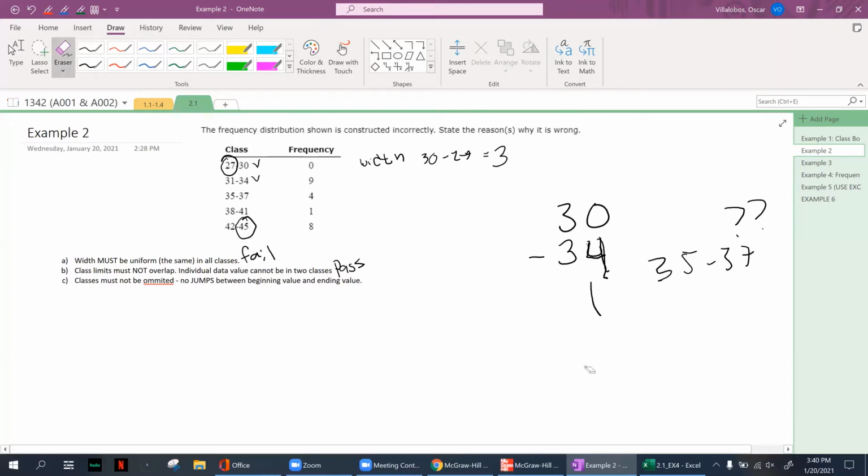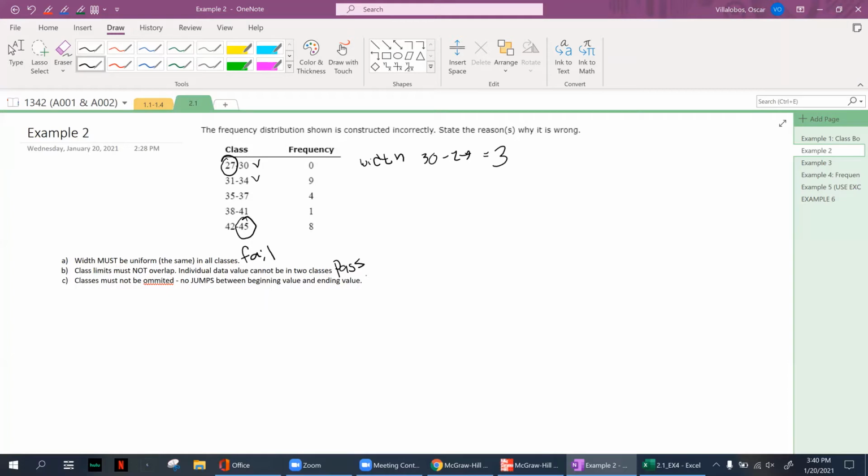So that means that if it passes all of these, that's a good table. But if it fails at least one, then it was constructed incorrectly. So this one failed the width test. Let's try another example.